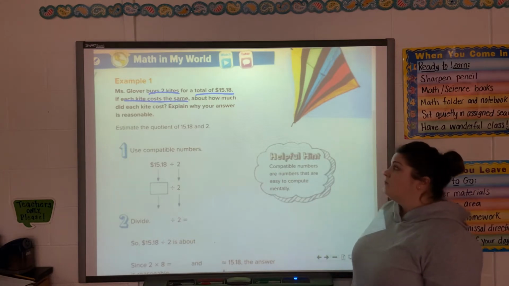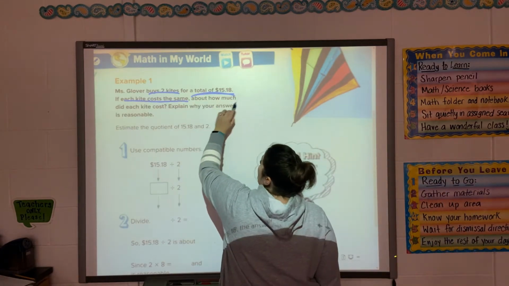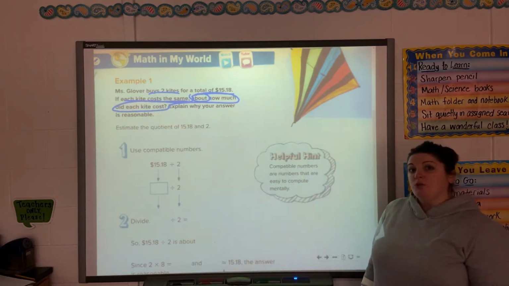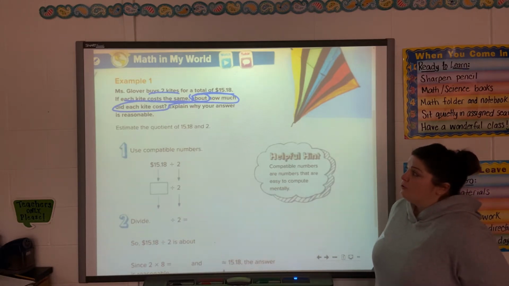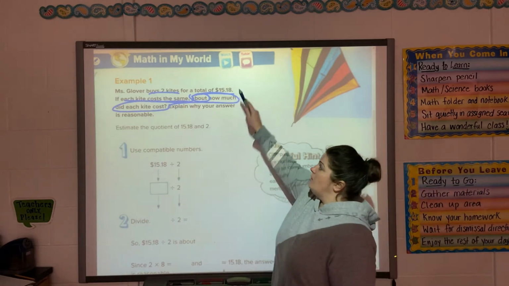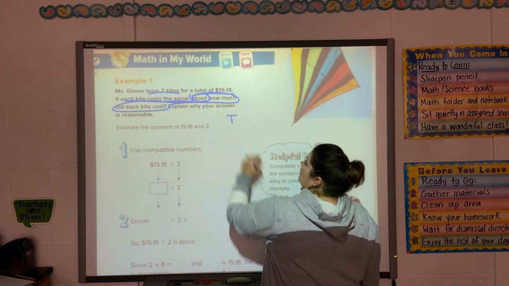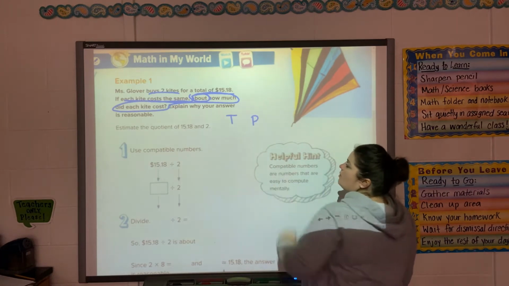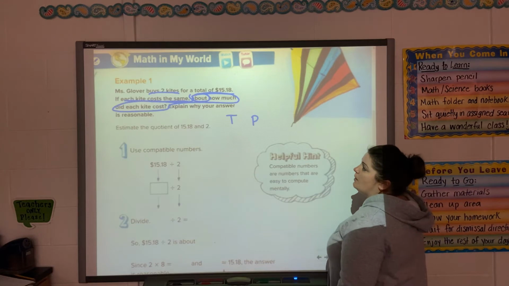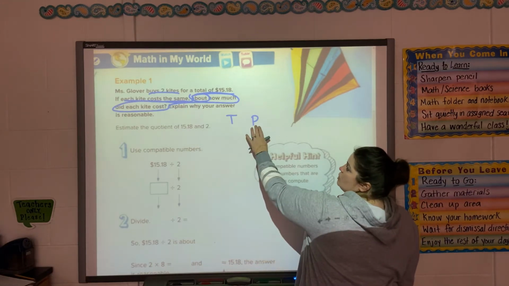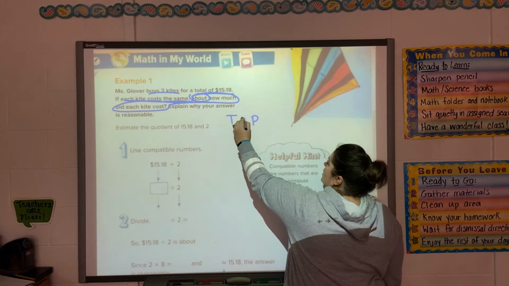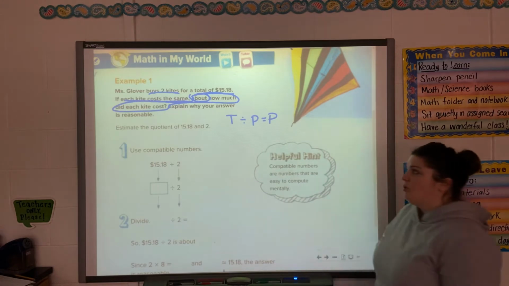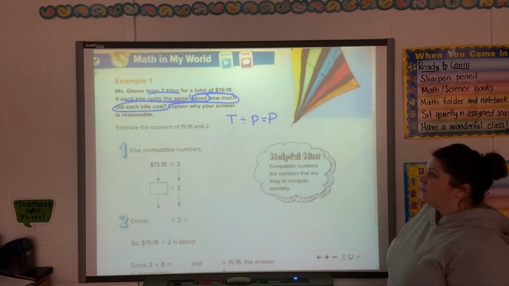So what do I have to find out? About how much each kite will cost. Focusing on the word about, which means that we're estimating. So for this problem, I know I'm dividing because I'm given my total and I'm given a part, which is the number of kites that she buys, and I'm splitting them equally because each of the kites costs the same. So that tells me I'm dividing. When I have a total and a part, I can divide to get the other part, and that would be the cost of each kite.